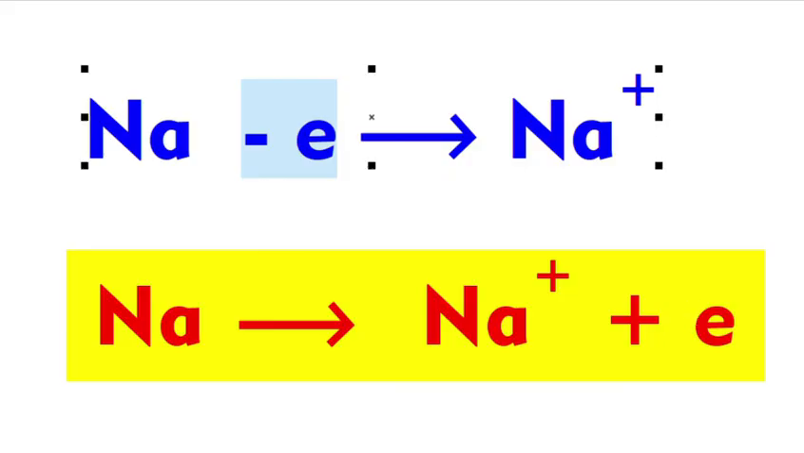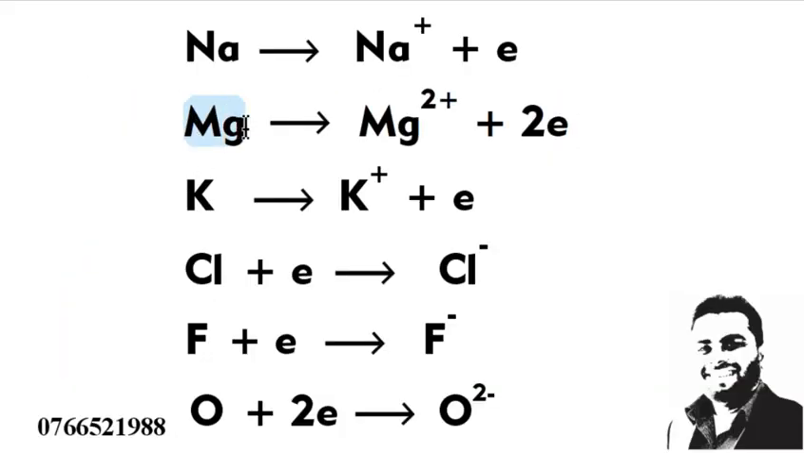You can practice this with magnesium. They donate 2 electrons to become stable. 2, 8, 2, so they give two. So 2 electrons are donated. So take the minus 2E to the other side, plus 2E. Likewise, you can practice for the potassium as well.